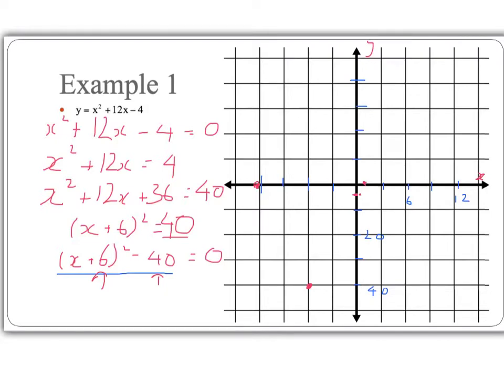The last thing that we need to do is draw in our parabola. So we start up here, come down at our turning point, go up through the y-axis and our x-axis. Make sure we label our turning point as minus 6 and minus 40. And that's about all we can do for this example.